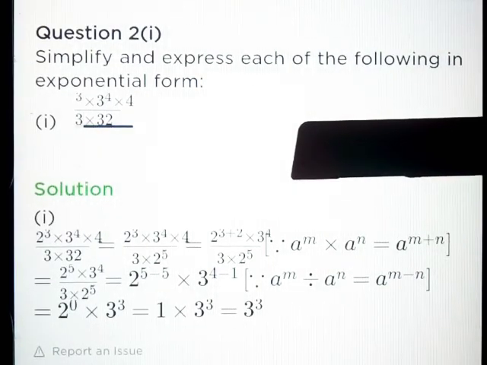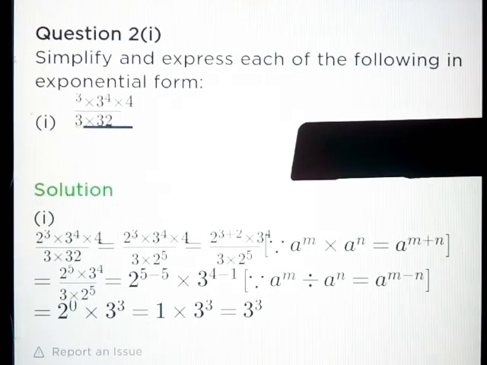Simplify and express each of the following in exponential form. Part A, 2 raised to power 3 into 3 raised to power 4 into 4 upon 3 into 32 is equal to, answer, 3 cube.